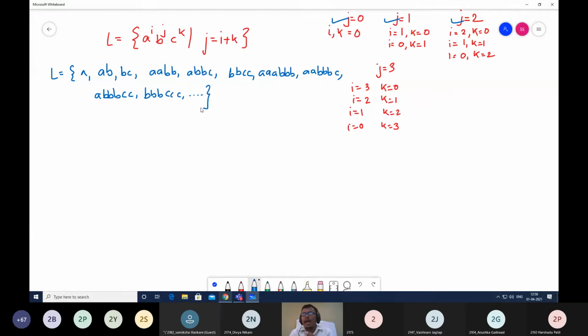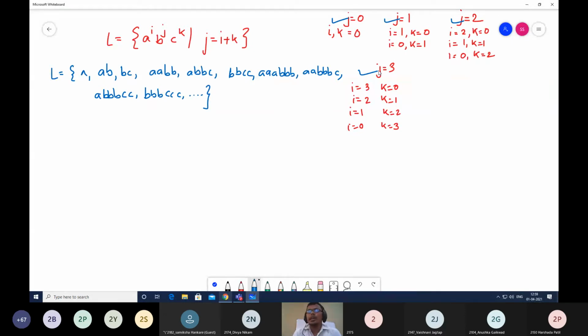While I write these strings, I'm only making sure that I'm maintaining my I and K for the respective number of A's and the respective number of C's. And J is 3, so every time I'll have 3 B's. The sequence of the string is that first I'll have A's, then B's, and then C's in my string. Are the strings understood, all of you? Yes, sir. Now we need to write grammar for this.